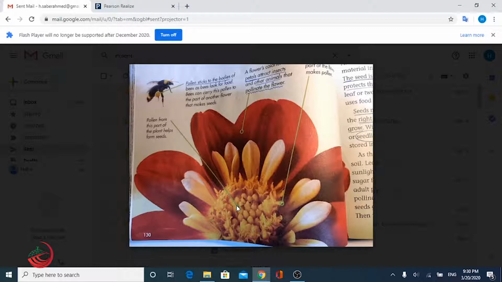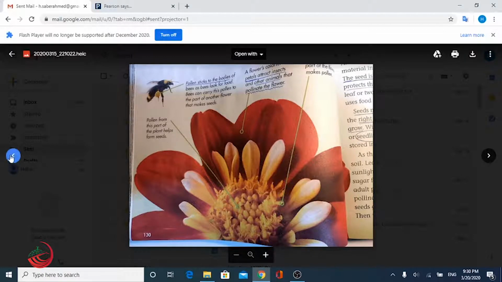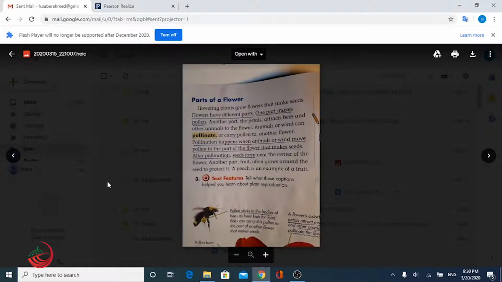Now, I want you to think, what are the fruits that we eat and have a seed inside? Like what? Like, for example, watermelon, like peach, like apple. Give me examples, okay? Or think about examples of fruits that have seeds inside. All right, now let's read together.